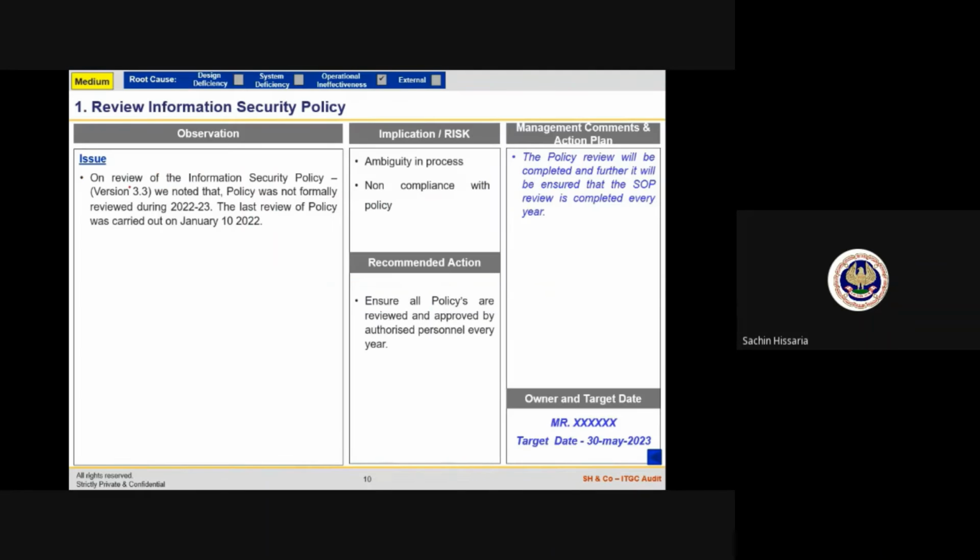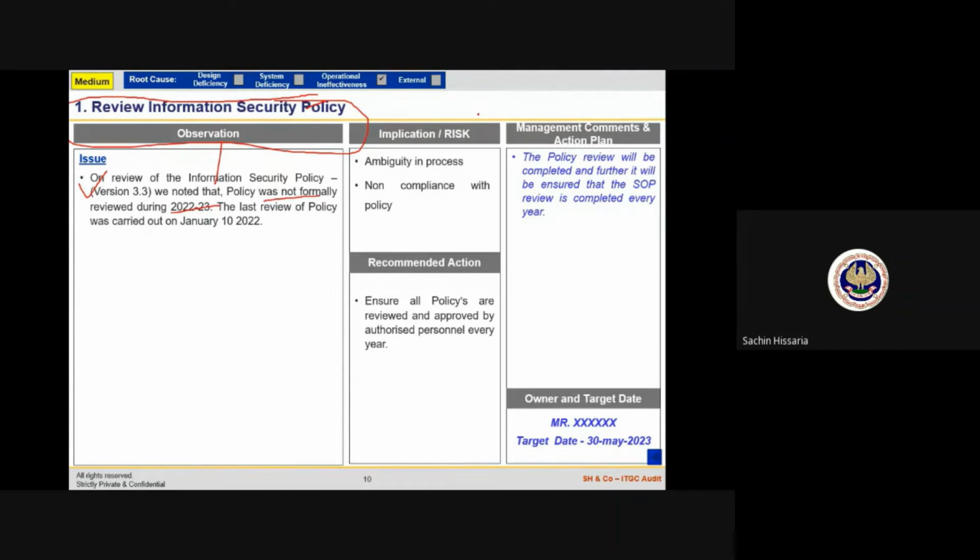Now this is the detailed observation which as an auditor we need to prepare. For example, suppose I have noted that the IS policy was not approved. How will I present this observation to the management, to the auditee? I will write that on review of this policy, I have noted that this policy was not formally reviewed in 2022 and 2023. So this is the observation I am writing.